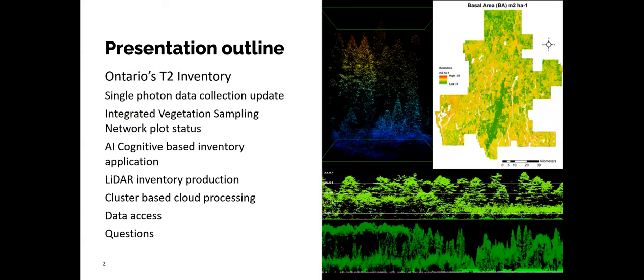The presentation outline for today is to highlight some updates as to where we are in various stages of the inventory production process for our T2, or term two, inventory, as well as highlighting some of the data management aspects of the data products that we're currently integrating into that T2 inventory. So we have lots to touch upon. Probably need more than 15 minutes, but anyways, we'll give you a nice overview of where we're at right now.